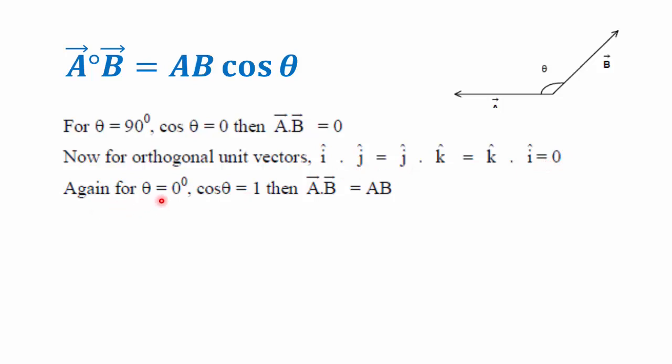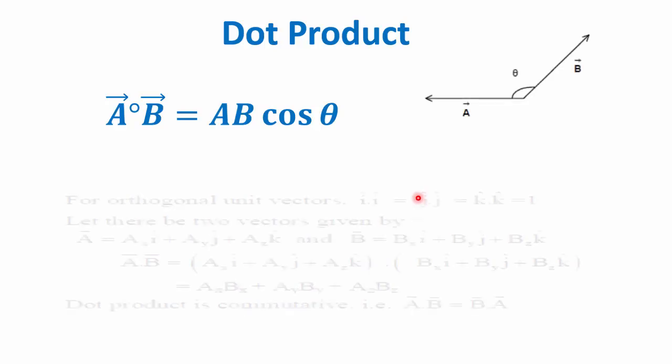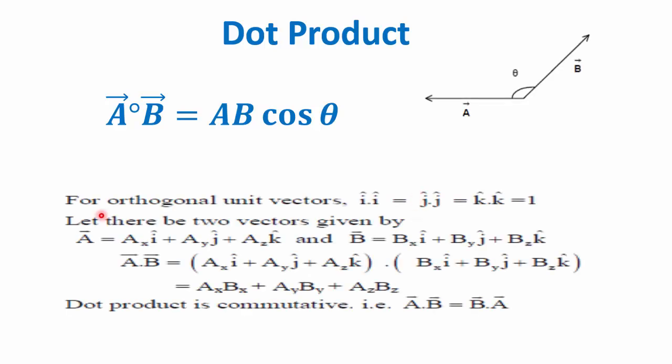Similarly, if I have theta equal to 0, cos theta will be 1. In that case, the dot product of a and b will give me ab, because cos 0 is 1. So the dot product a dot b is equal to ab cos theta.